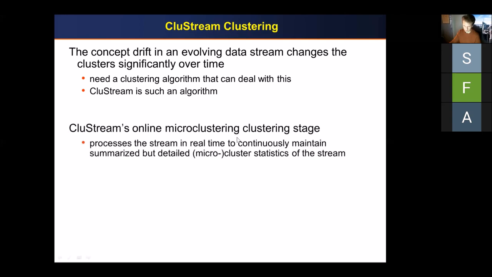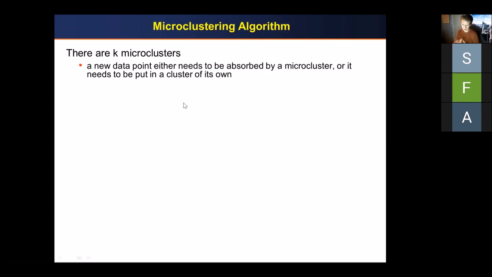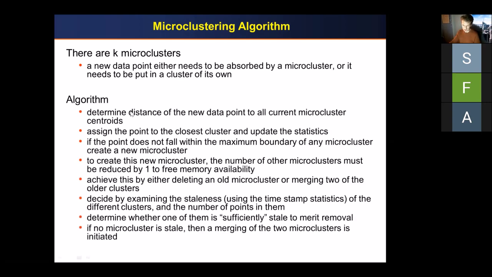The way it works is this: it does micro clustering to figure out what these clusters are, and then modifies them on the fly. Let's say there are K micro clusters. When a new data point comes in, you either attribute it to one of those micro clusters, or absorb it, or you make its own cluster. The way you do this is in this algorithm here. When a new point comes in, you have to determine the distance to all the current microcluster centroids and figure out if it's far away or not.